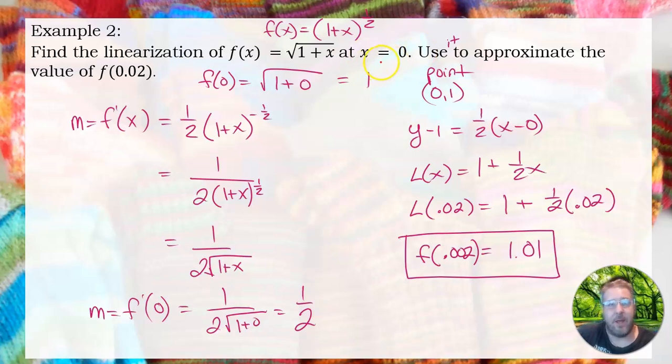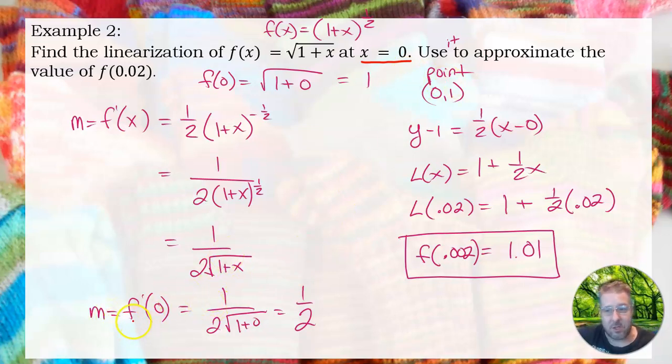Sometimes they give you the point. It just kind of depends on the question. Here they didn't give us the point. They told us that x equals 0. Plug 0 in here, and you get the height of 1. So we now know 0, 1. That's the easy part. Just plug in f at 0. Find the height at 0. And there you have your point, and then you have to find the slope.